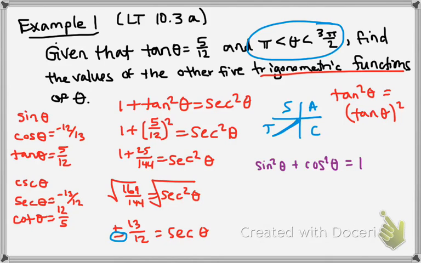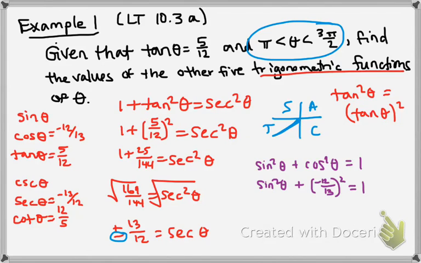Well, I'm looking for the sine. Cosine we just found, so I'm going to leave the sine. So sine squared of theta plus the cosine, which we just came to find out is negative 12/13, and it's cosine squared, so that quantity is squared, and it equals 1.